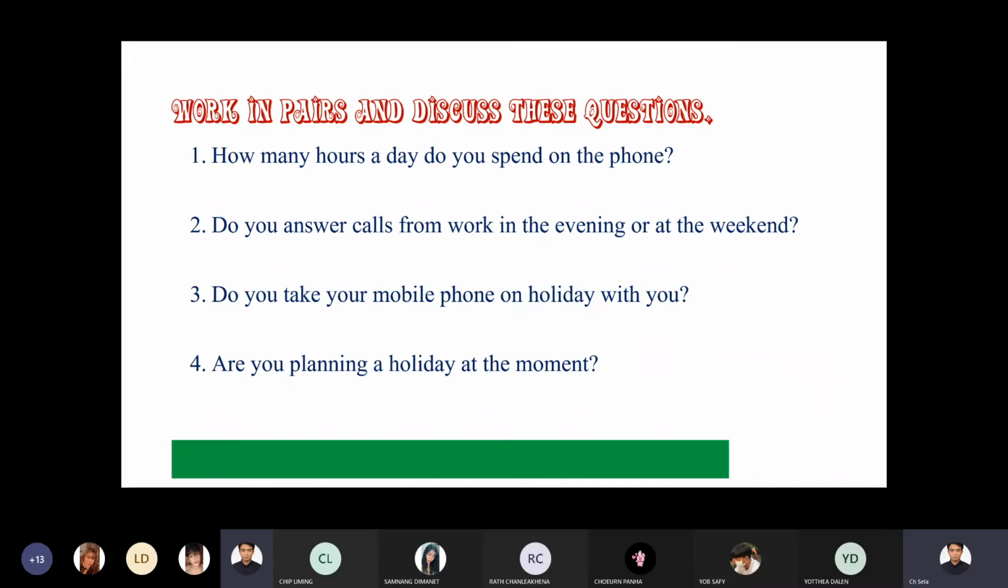All right, so we have 4 questions. Question number 1. How many hours a day do you spend on the phone? Number 2. Do you answer calls from work in the evening or at the weekend? Number 3. Do you take your mobile phone on holiday with you? Number 4. Are you planning a holiday at the moment? All right. So there are 4 questions for you.